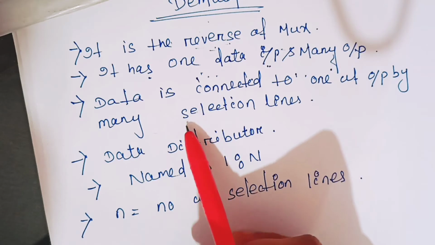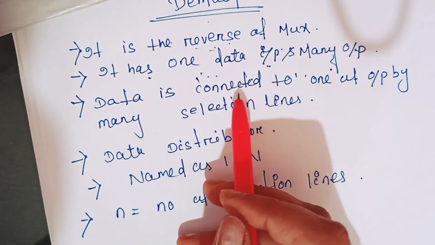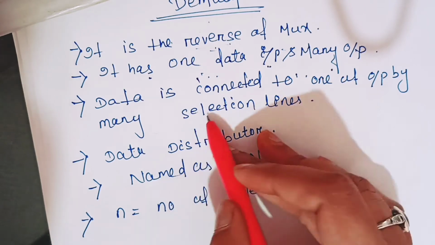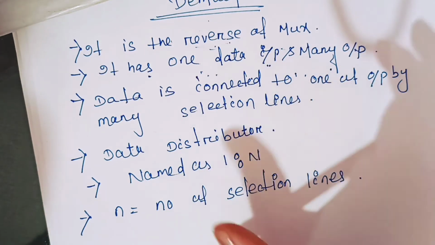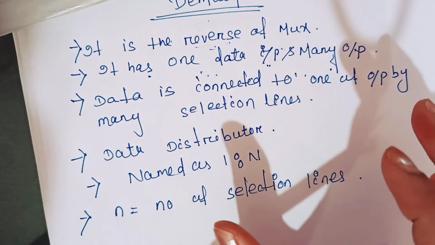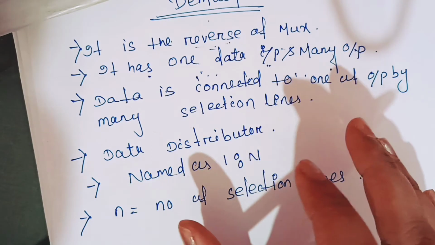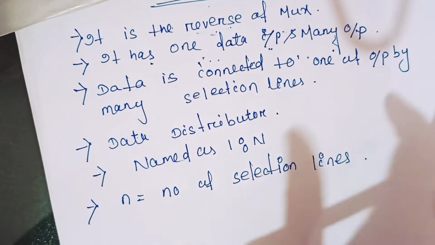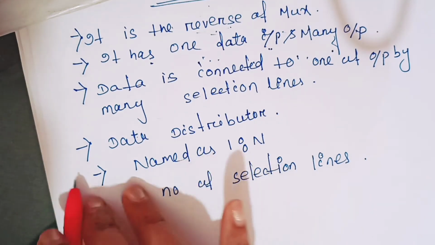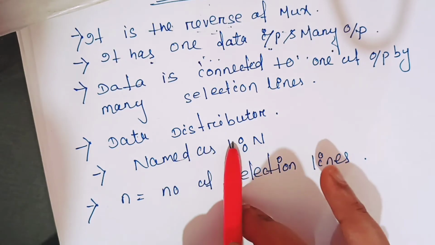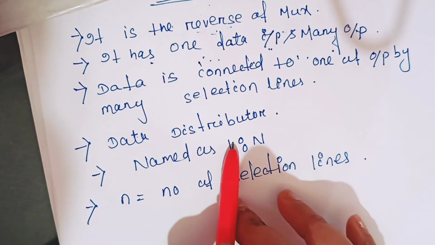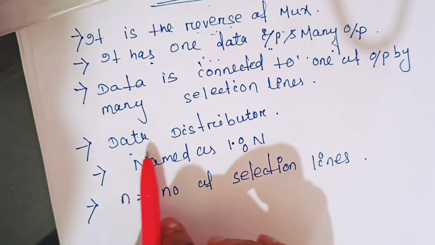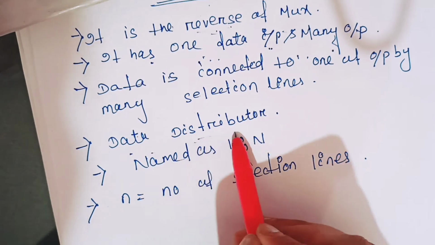Next point: data is connected to one of the outputs by the selection lines. Depending on the selection lines, the data is always connected to one of the outputs. Then it is known as a data distributor. What is a MUX called? A MUX is called a data selector, and a DMUX is known as a data distributor.